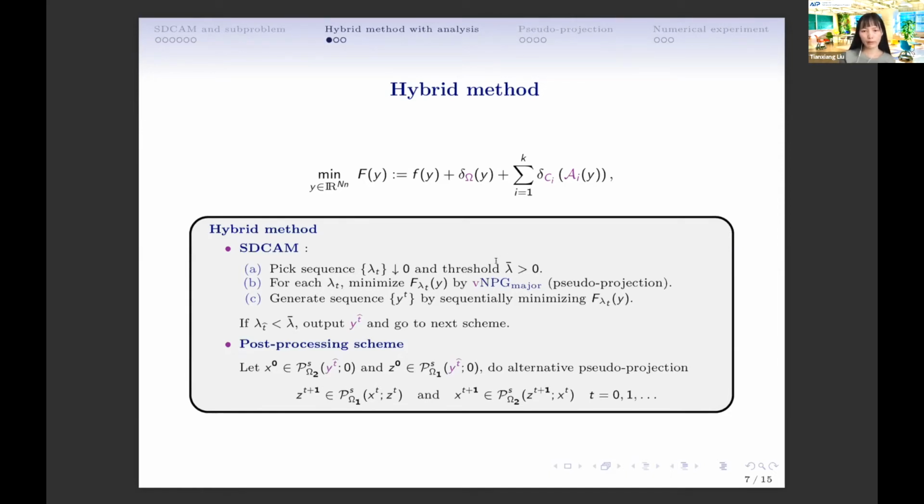So if this lambda t is smaller than this threshold lambda bar, we just switch from SDCM to post-processing, and we use the approximate solution as an initial point for this post-processing, and that's to do alternating pseudo-projection. So next, I will introduce a theoretical guarantee we can obtain from this hybrid method.